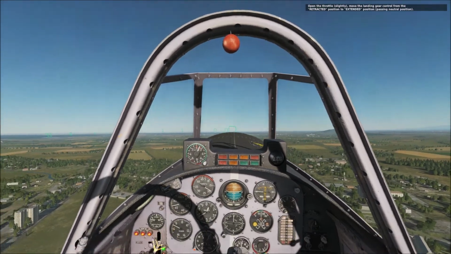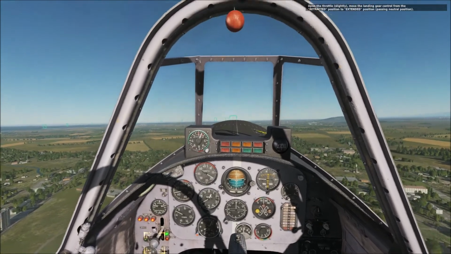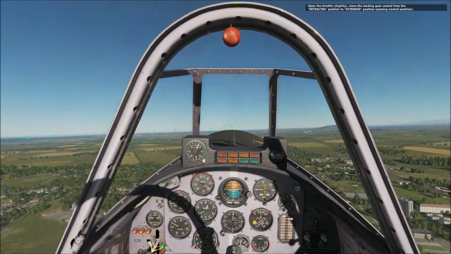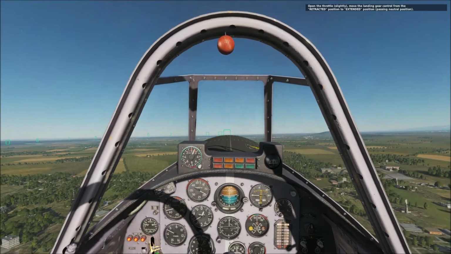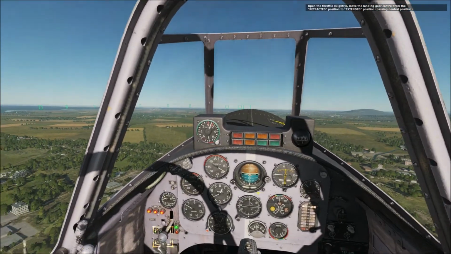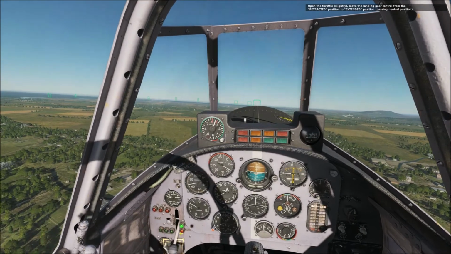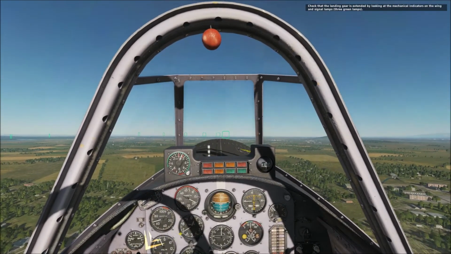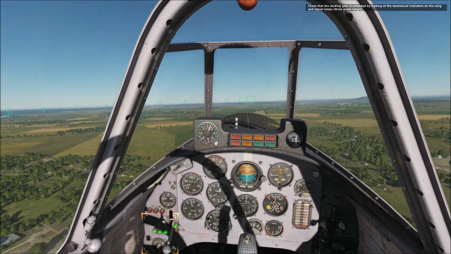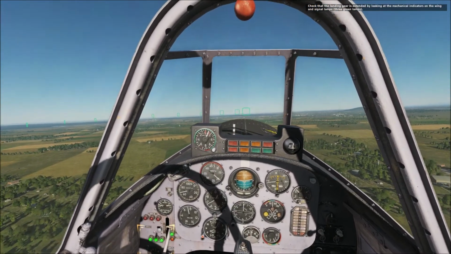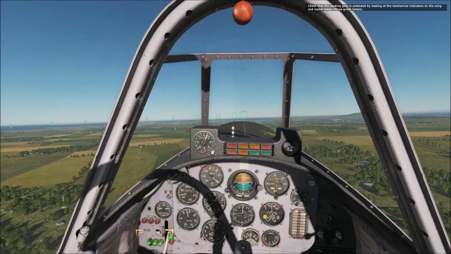Open the throttle slightly. Move the landing gear control from the retracted position to extended position, passing neutral position. Check that the landing gear is extended by looking at the mechanical indicators on the wing and signal lamps, 3 green lamps.